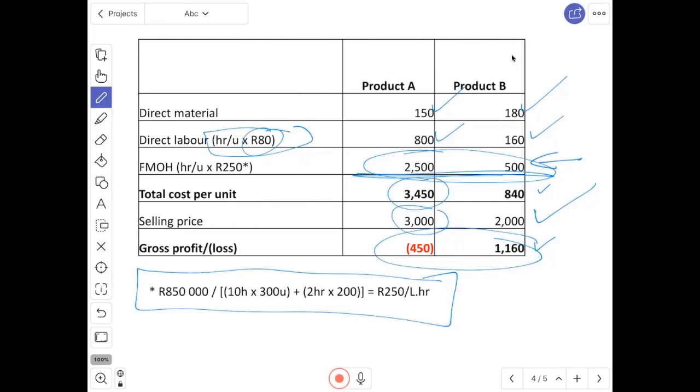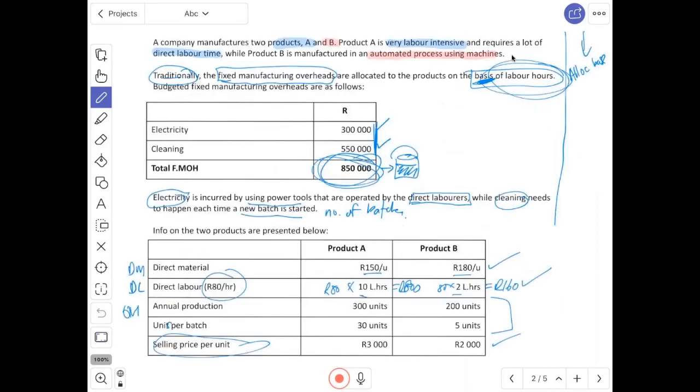What is the predetermined overhead allocation rate when we do absorption costing? Budgeted overheads, so that was given, 850,000. That's the total bucket of overheads. Divided by, what's the basis? Labor hours was our traditional basis of allocation. How many total labor hours do we budget for? If they don't give us the total, we're going to have to calculate it. So let's do that in a different color.